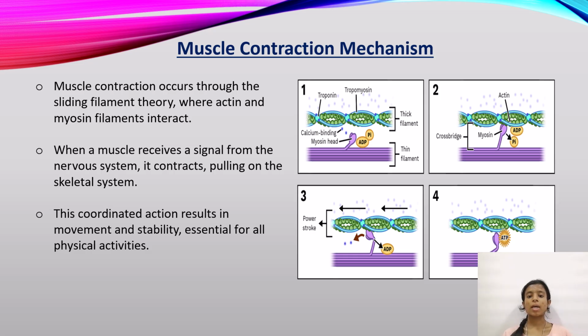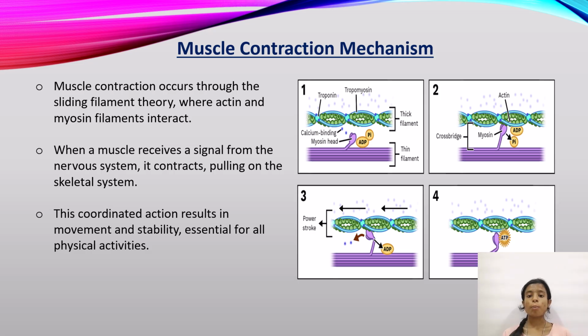Muscle contraction mechanism. Muscle contraction occurs through the sliding filament theory, where actin and myosin filaments interact. When a muscle receives a signal from the nervous system, it contracts, pulling on the skeletal system. This coordinated action results in movement and stability essential for all physical activities.